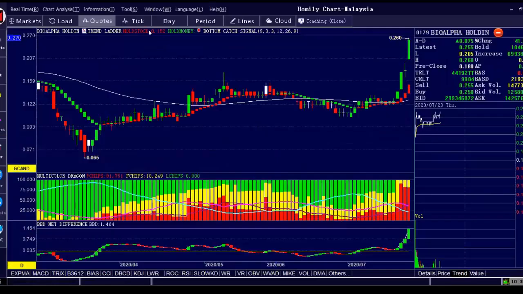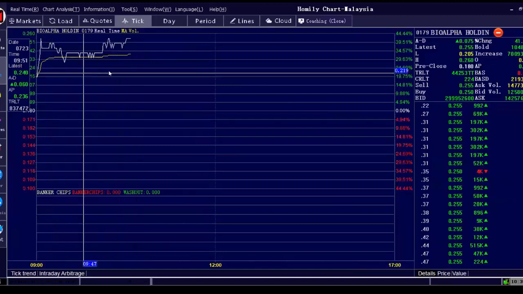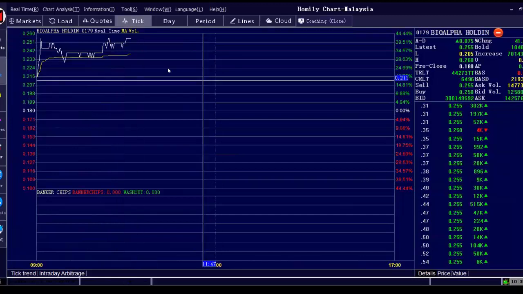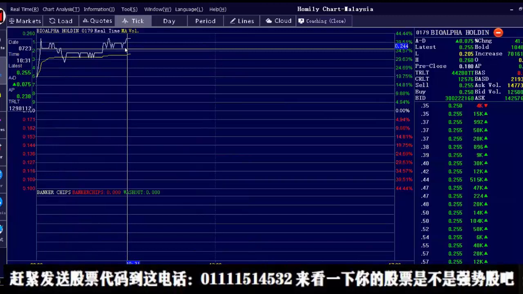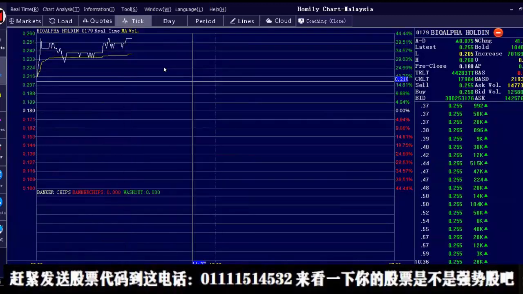This different chart we call the tick chart. If I move on the spot, every minute, every second it will move. And we need to focus on the lines. There are two lines. First is a white line, second is a yellow line. The white line is the price line. The yellow line is the moving average.